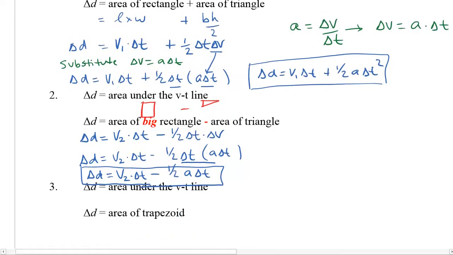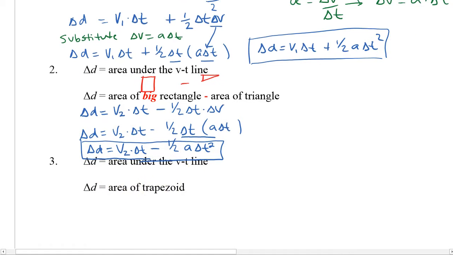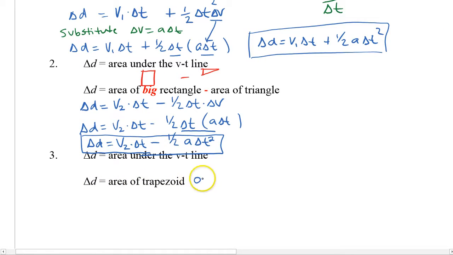So this term here, V2 delta T, would be how far it would have gone, the delta D would have been, had it been going at its final velocity the entire time. But since it had to speed up to get there, oh, and I forgot a squared here. Since it had to speed up to get to that speed, we have to take away that part. Okay, so this last one, again, it's a delta D is equal to the area, but now it's going to be the area of a trapezoid, or another way to think of it, average velocity.